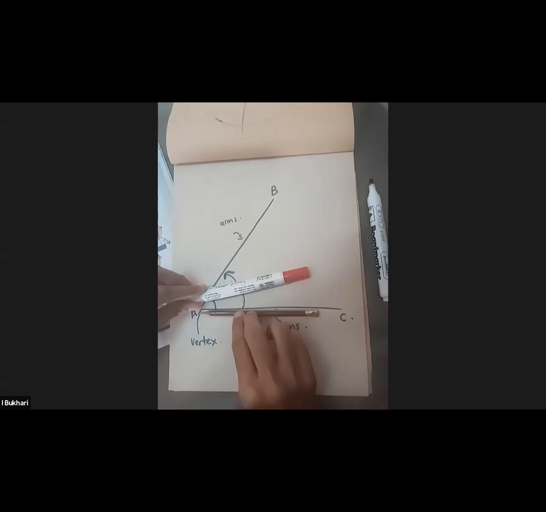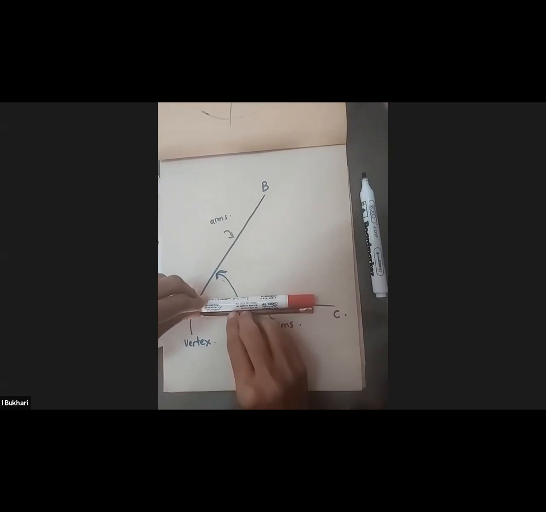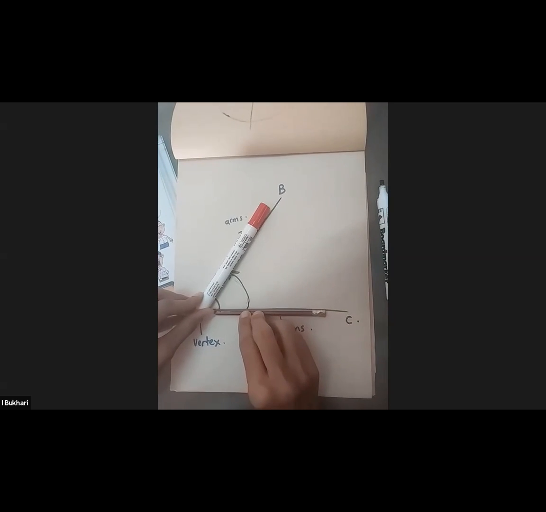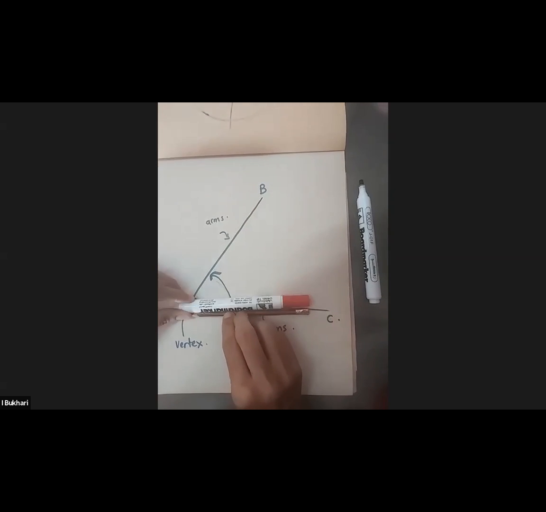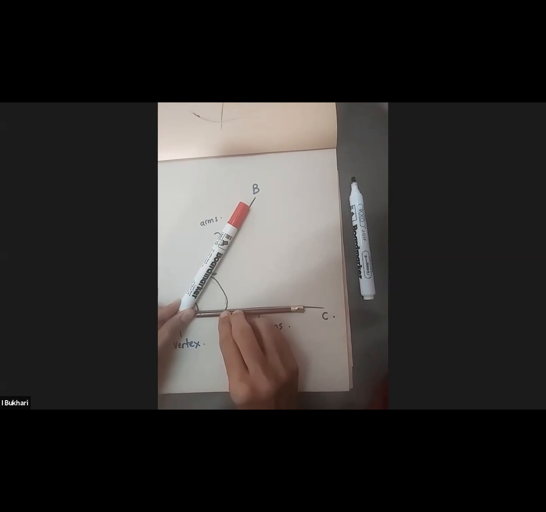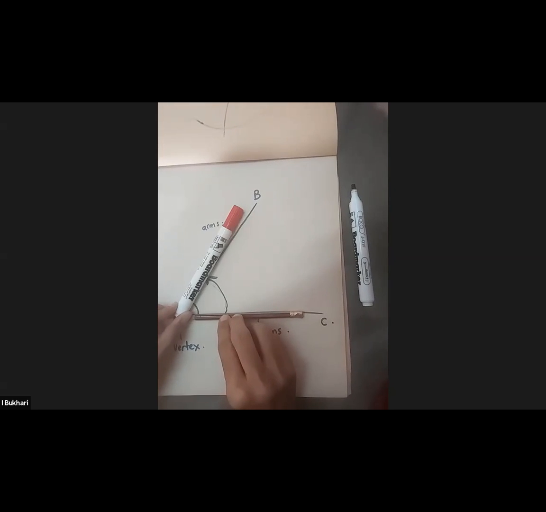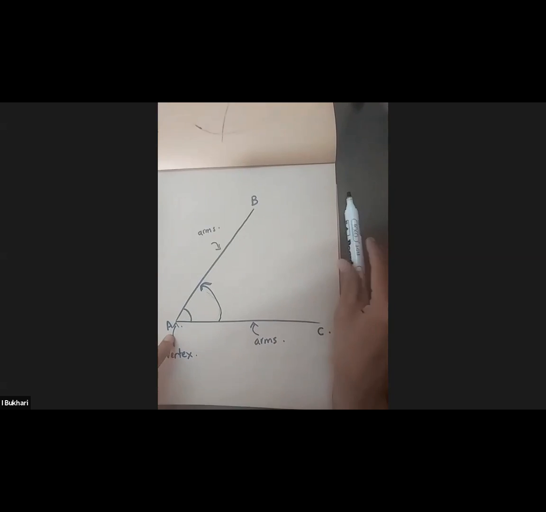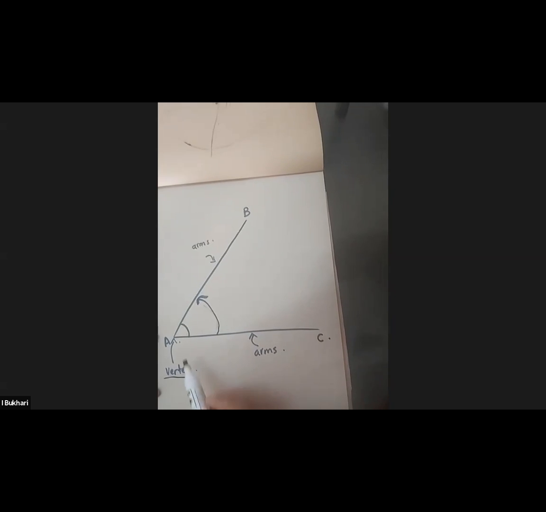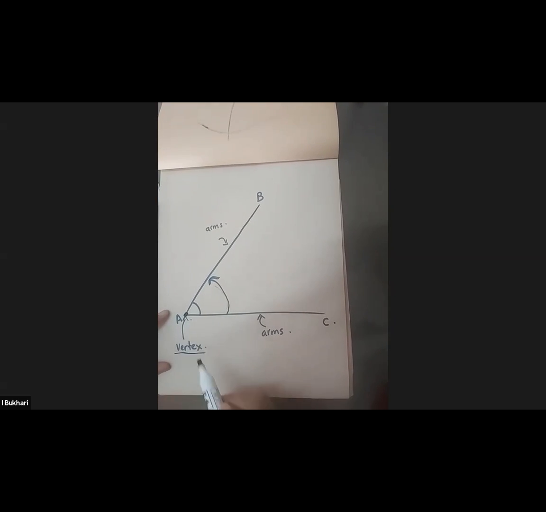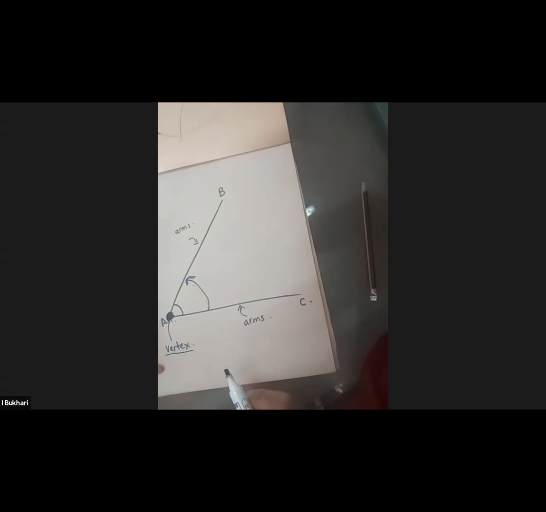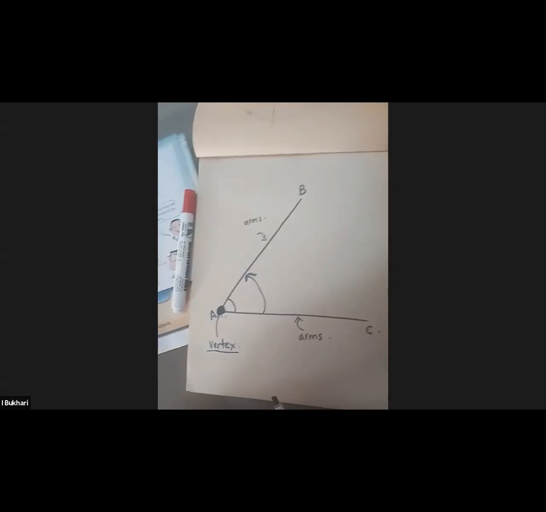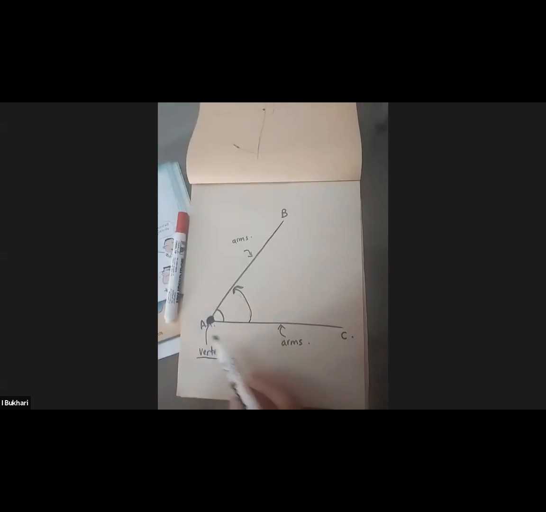So you understood. Angle can be imagined as the space between the two lines, or you can imagine it as the turning of one line away from the other. That is what an angle is. Now, vertex is the point where the two lines meet. The point where the two lines meet is called the vertex, whereas the two lines are called the arms.